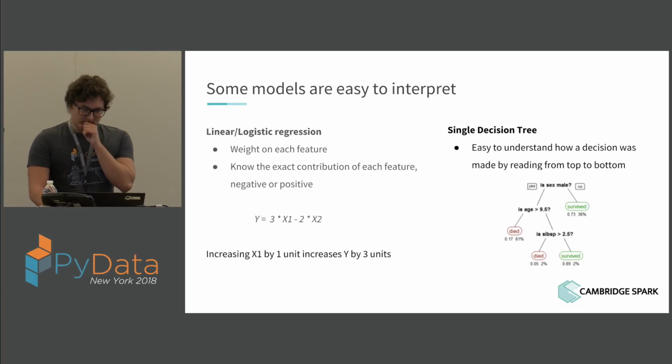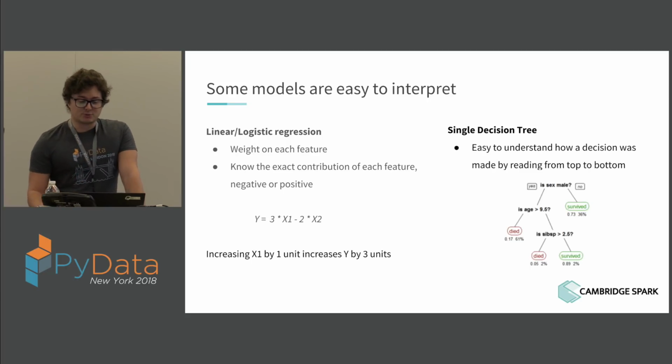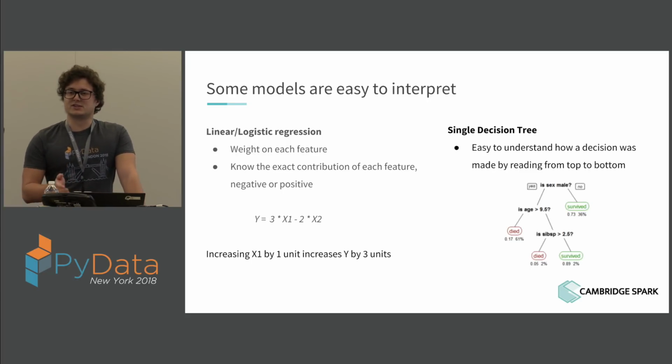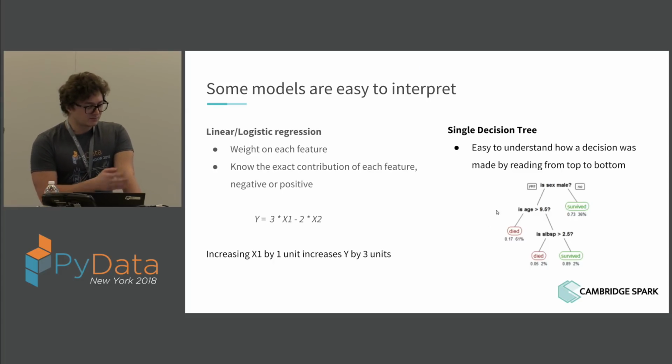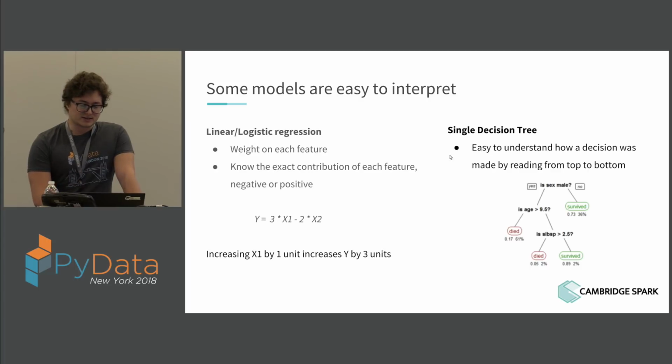Now there are different types of models. Some of them are actually really easy to interpret. So that's the case of linear model, for example, logistic regression. Here you have a weight associated to each feature. You know the exact contribution of each of the features. You know if it's negative or positive. So I give a really basic example here. When you're increasing x1 by 1 unit, you know that your y will increase by 3 units. So you can explain exactly what your model does and how it takes its decision.